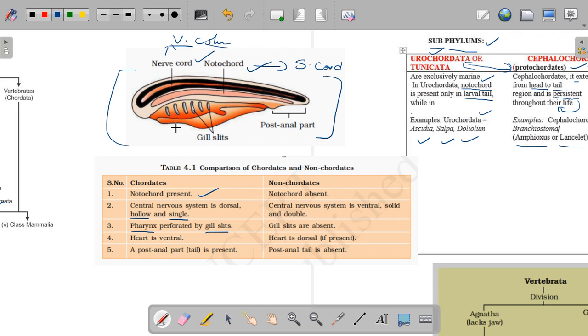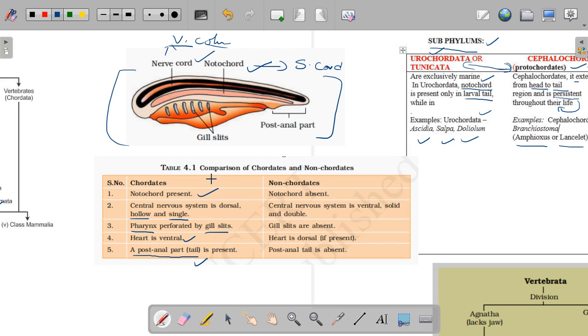Fishes come under chordates only. Heart is ventral. That means it is present in the front part of the body. And they may have a post-anal part, that is called the tail. Sometimes we can see fishes, amphibians, reptiles especially, they have a post-anal part called tail. Okay, fine.